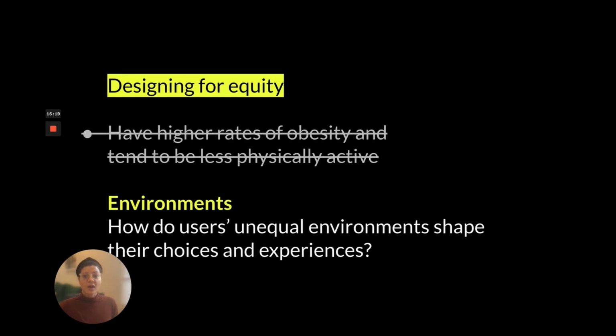Instead of focusing on a tendency to be less physically active, let's think about the environment that our users live in and the kind of barriers that they might have in terms of increasing physical activity. So how do our users' unequal environments shape their choices and experiences around physical activity and exercise?